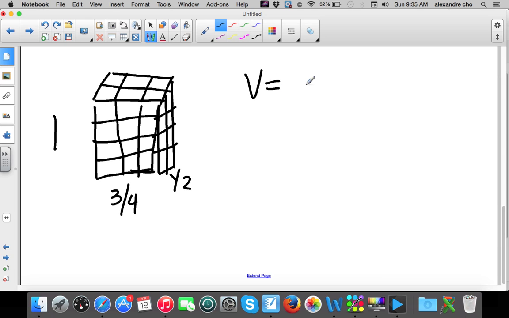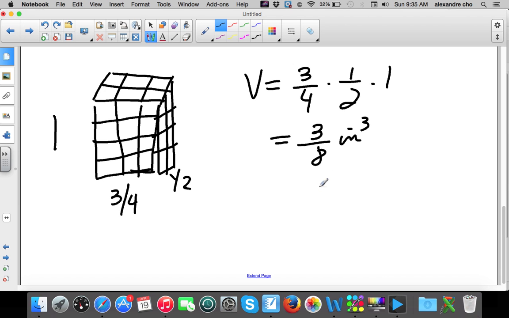You want the volume of this? Length, 3/4, times width, 1.5, times 1. On the top, you get 3. The bottom, you get 8. So final answer, 3/8 inches cubed.